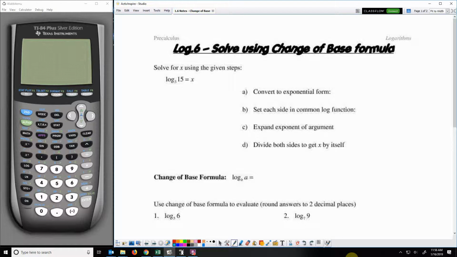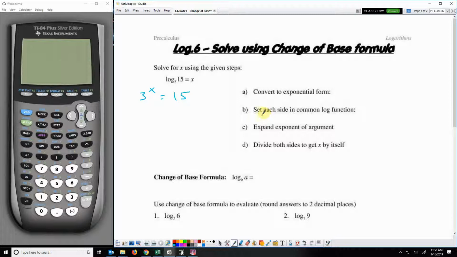Hey guys, welcome back. Today we are going to talk about using the change of base formula in logarithms. So a way that we can solve log base 3 of 15. We're going to take several steps here to find out what exactly that equals. First we're going to convert to exponent form. So that's going to be 3 to the x power equals 15.